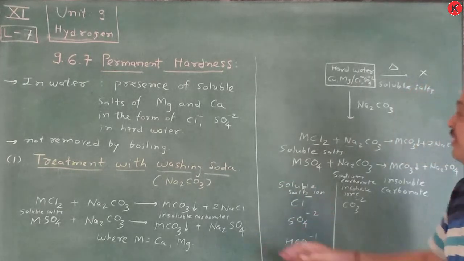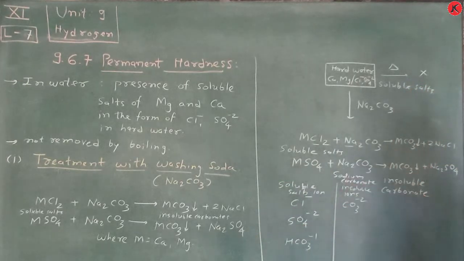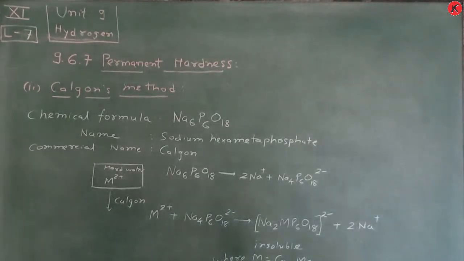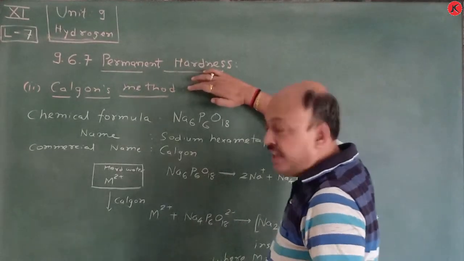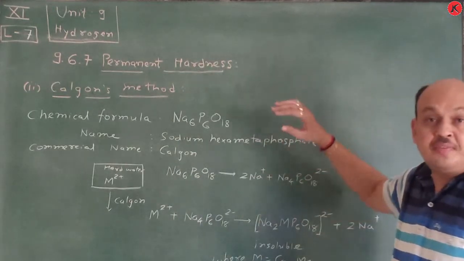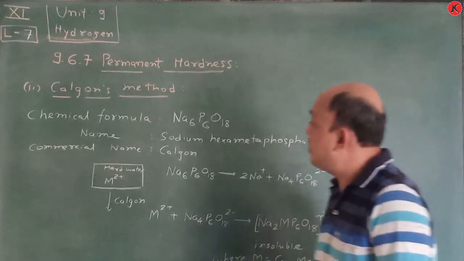Now the second method, we observe the Calgon method. Okay, so the Calgon addition method is also there, and you have to write it completely. So make a screenshot of this and write it completely. Now here the second method is that permanent hardness is removed by Calgon's method. So first of all, remember the chemical formula, which is asked many times in your examination.